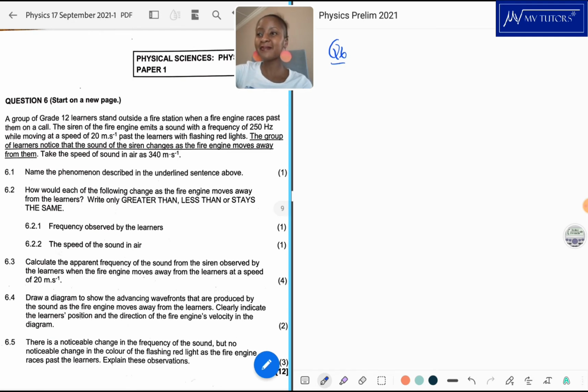Okay. So now, 6.1: name the phenomenon described in the underlined sentence above. It says the group of learners notice that the sound of the siren changes as the fire engine moves away from them. Okay, so that is the Doppler effect. That is the phenomenon here.